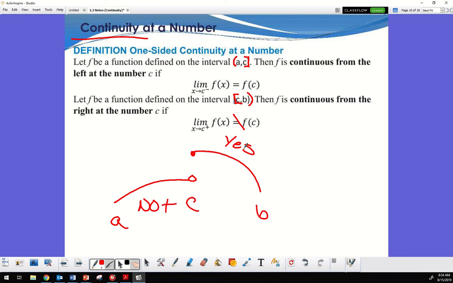Does that answer your question? No, okay. So, no, because we're only talking about one-sided. So if there was a jump somewhere in between here, then it would be definitely no, because I need it to be continuous from point A all the way to point C. Does that make sense now?